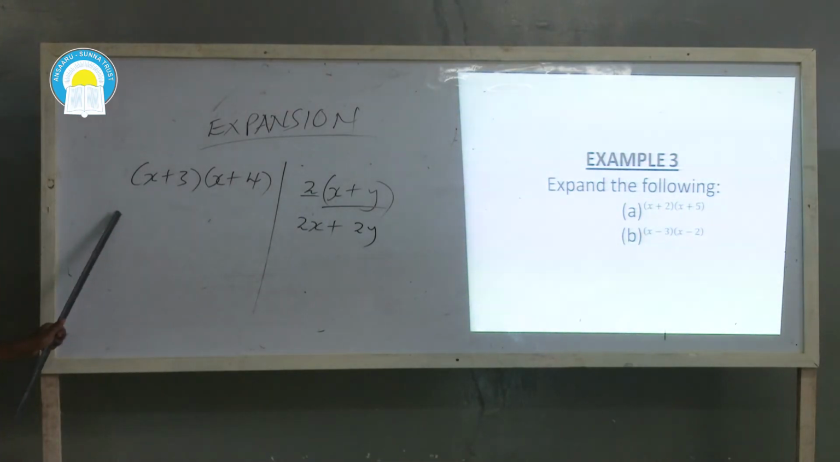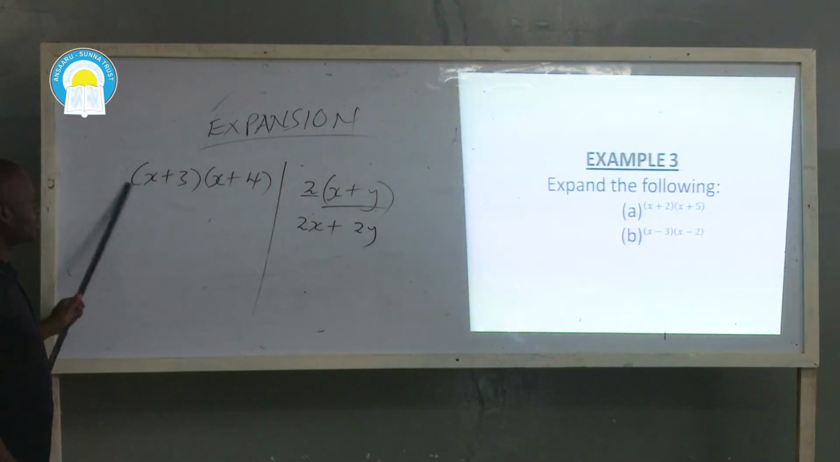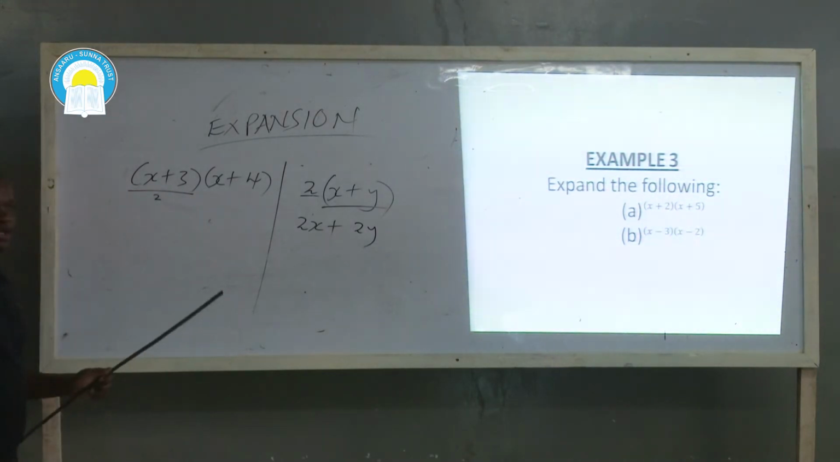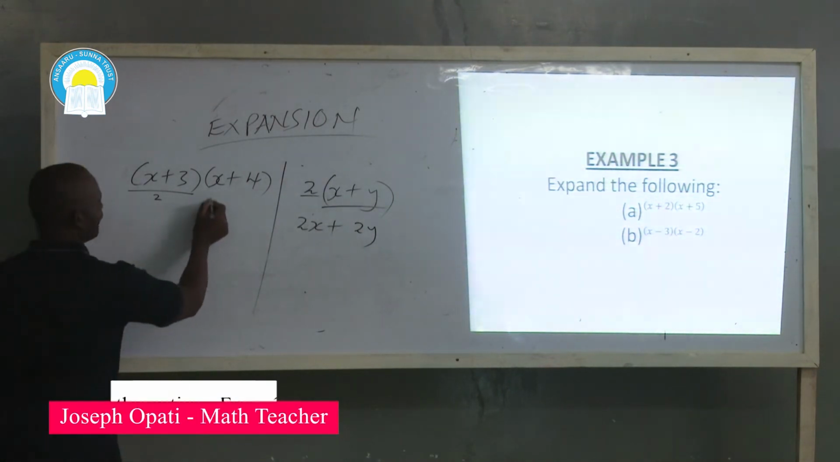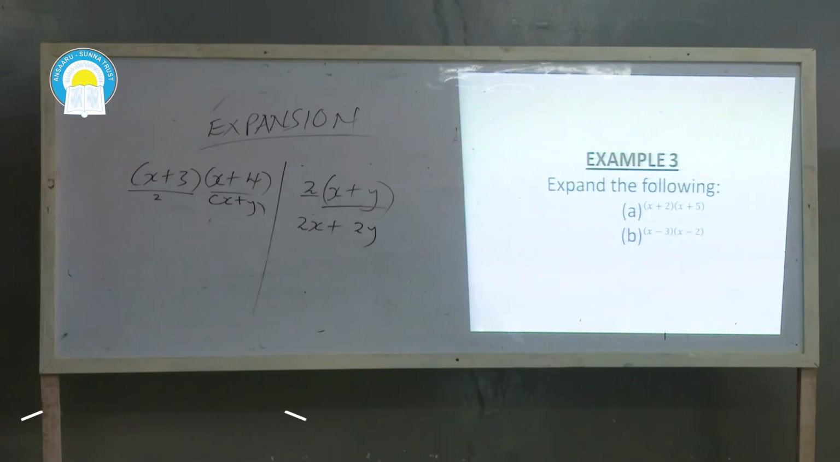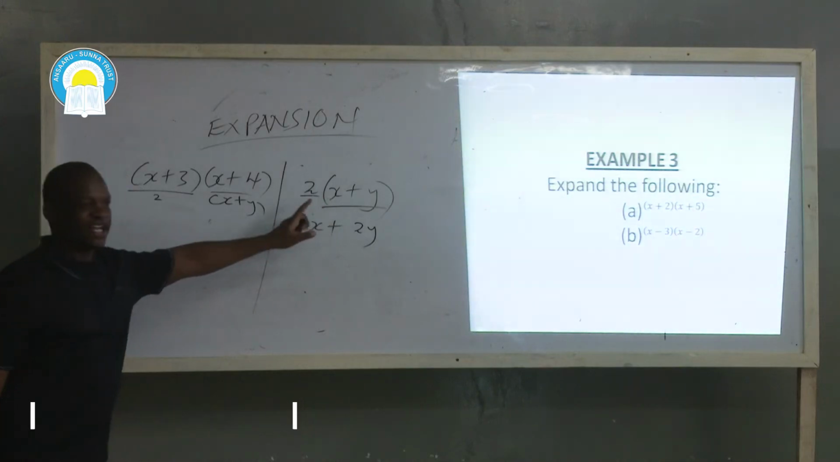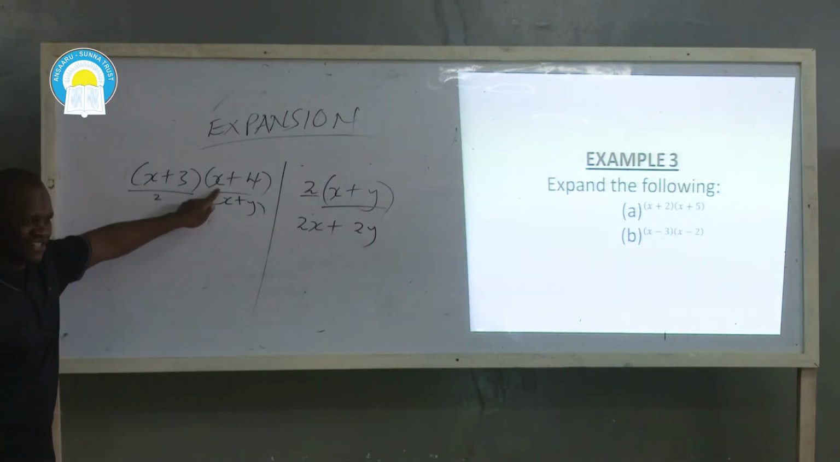Now compare this and this. The 2 here is going to correspond with x plus 3. So this is like our 2 in this case. What about the x plus 4? It corresponds with the x plus y in the other example I've given you there. Here we took the 2 times the first term in that bracket. Here we shall take x plus 3 times the first term in that bracket. So what will you get? We shall have x plus 3 times x.